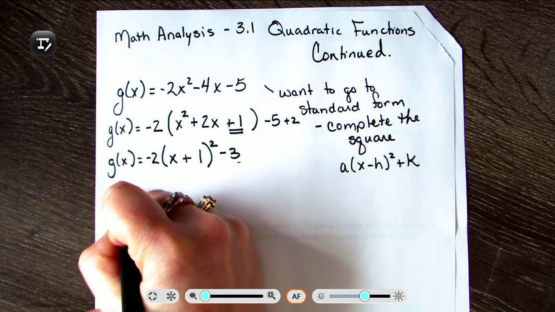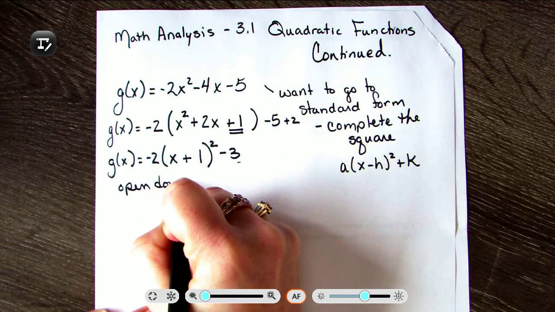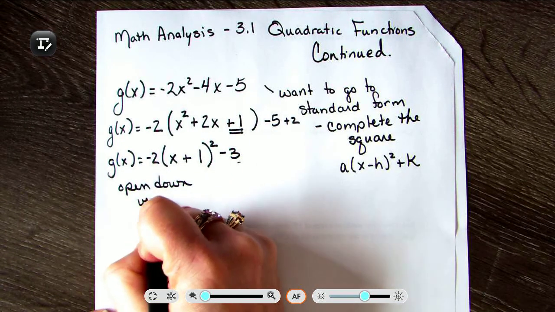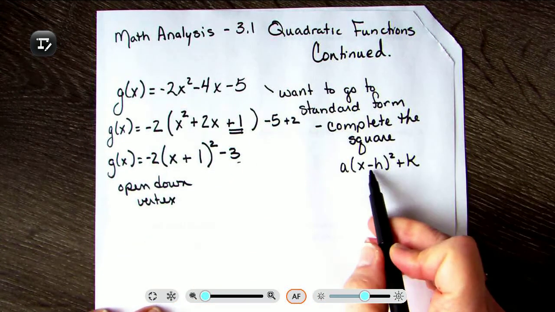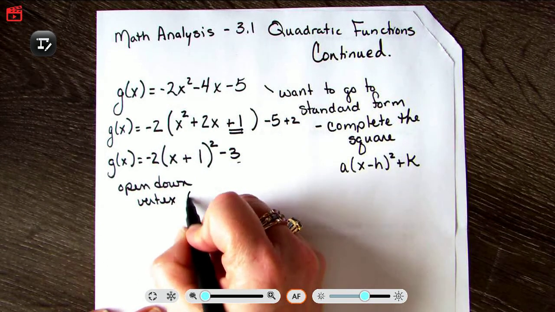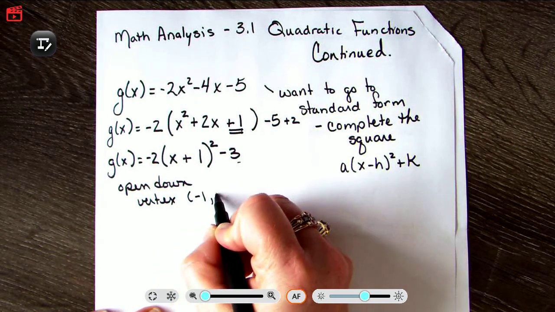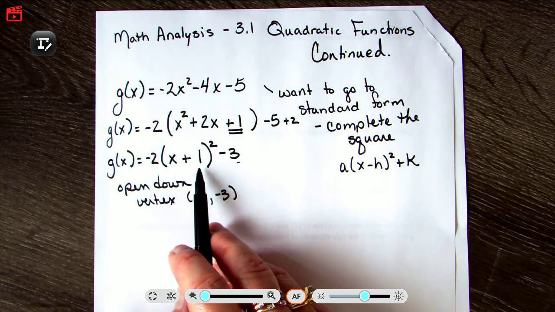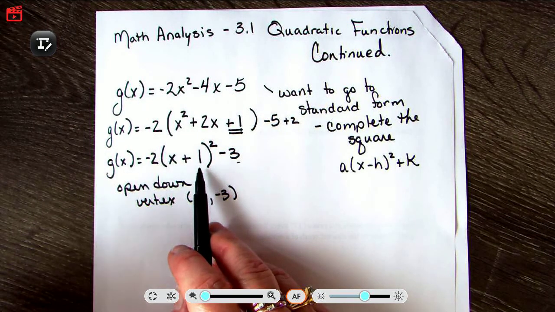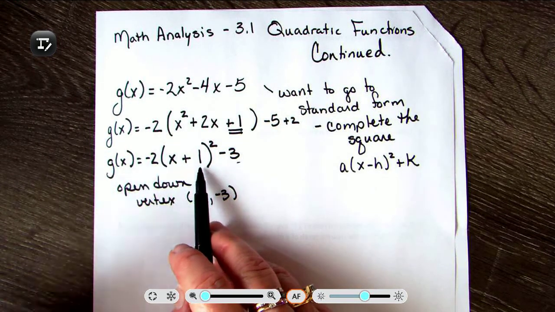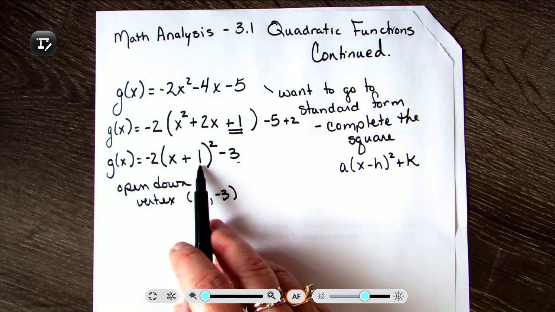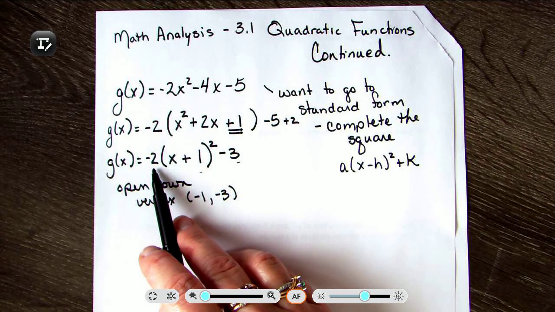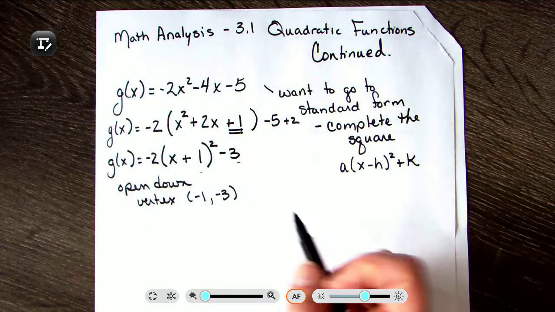So this is going to open down, and we knew it opened down because this leading coefficient was negative, and it has a vertex at, notice it's x minus h, so it's going to have a vertex of (-1, -3). So if we were graphing this one, it would have shifted the normal x squared function from its standard vertex at (0, 0) opening up, would have shifted it to the left 1, flipped it upside down and stretched it a little bit, and then shifted it down 3.